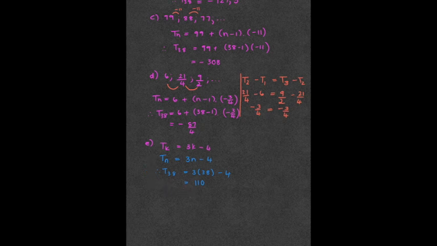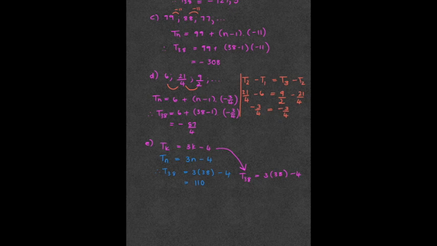If you wanted to work from the question as it is written in the textbook, T38 is equal to 3 times 38 minus 4. Okay, so K is interchangeable with N, is interchangeable with P. It can actually be any variable, right? But we know that we generally work with N.